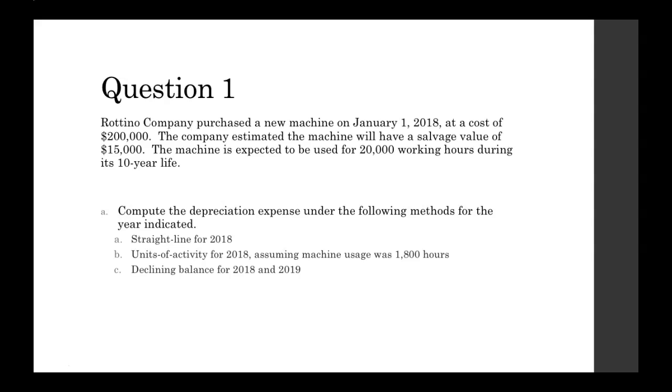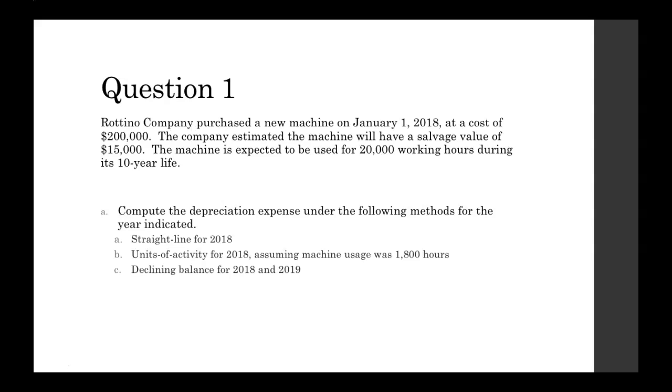It says, Rotino Company purchased a new machine on January 1st, 2018 at a cost of $200,000. The company estimated that the machine will have a salvage value of $15,000, and the machine is expected to be used for 20,000 working hours during its 10-year life. We need to compute the depreciation expense under the following methods for the year indicated.